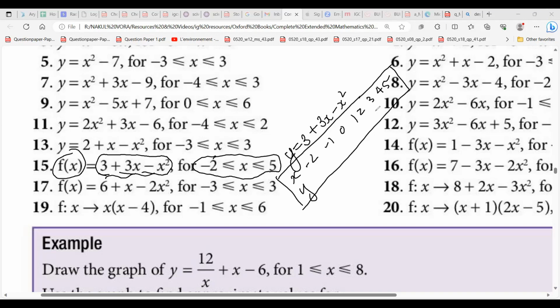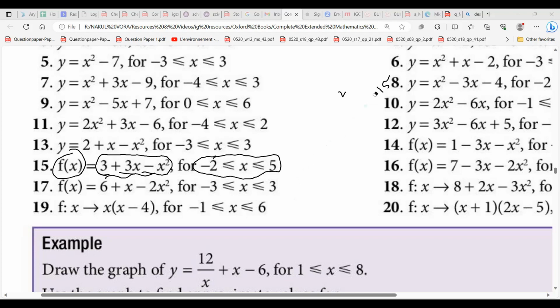Sir, after plotting, I got -7. That's okay. Whatever you get, 1, 2, 3, 4, 5, 6, 7, 8. You have to calculate 8 values and you will have to plot them as well. So it is not about getting the value, it is about plotting. You have to plot it on the graph. Do you get me? Yes. Okay, so that's your homework.